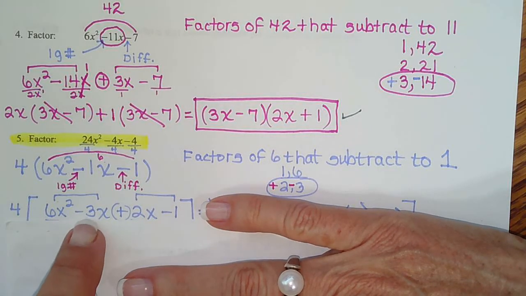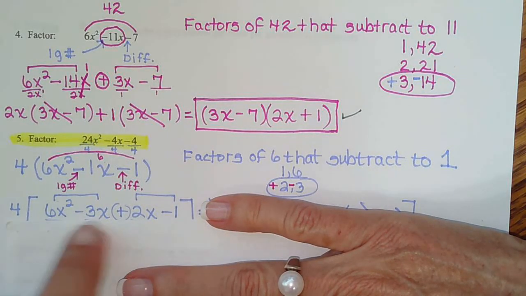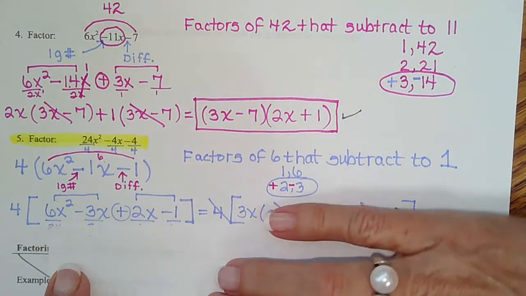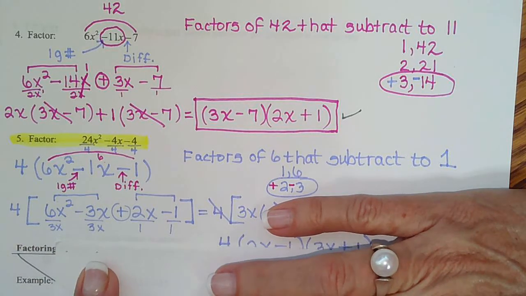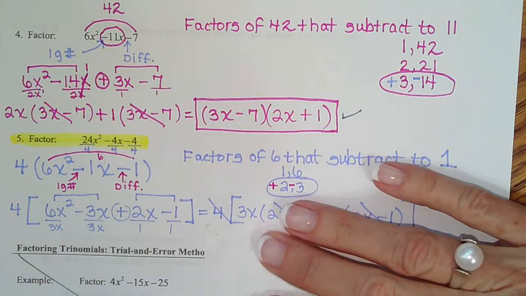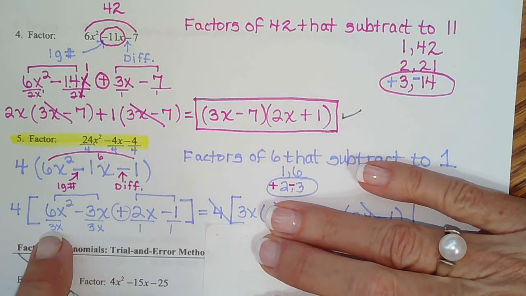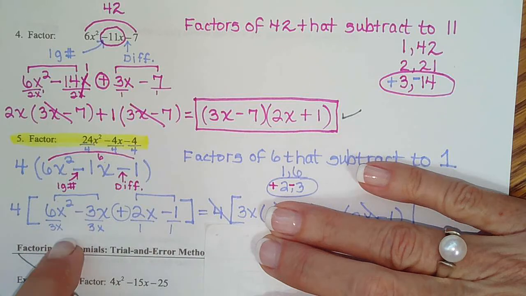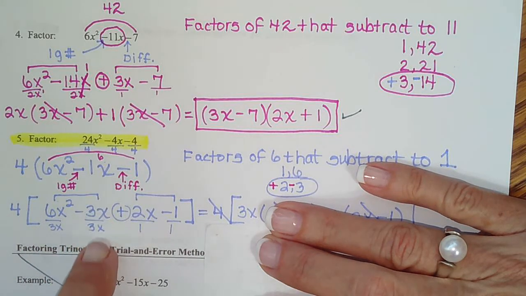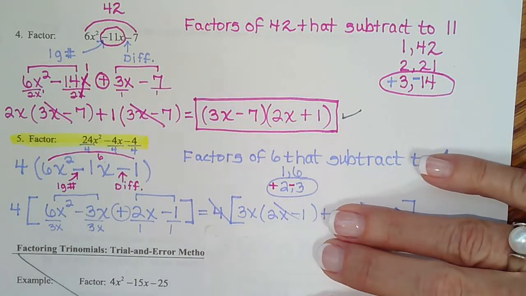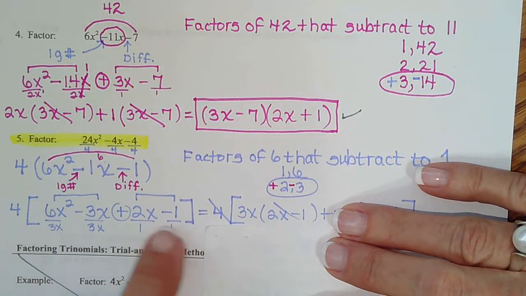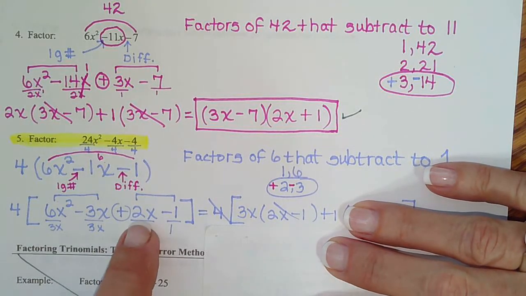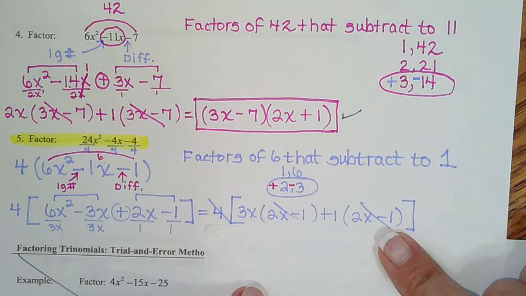And like I said, if I have a choice of putting my negative first, I do. So here my GCF is going to be 3 and x. So I pull it out. So I still have the 4 outside brackets. Then I pull a 3x out. And I divide each of these by 3x. And I get 2x to the first minus 1. Anything divided by itself is 1. Then I bring that sign over. Plus, here the GCF is 1. When I divide each of these by 1, I get 2x minus 1.